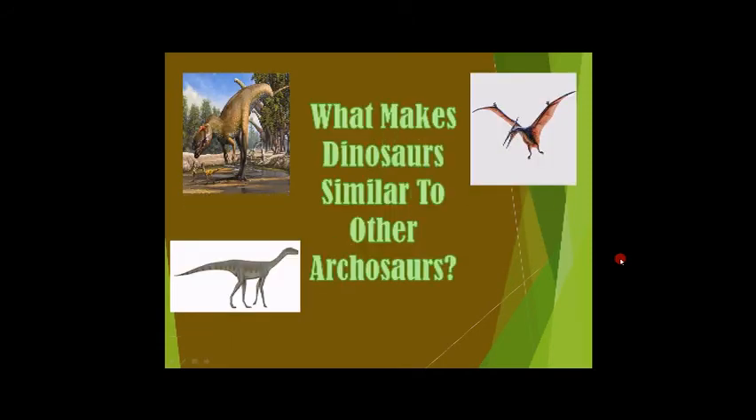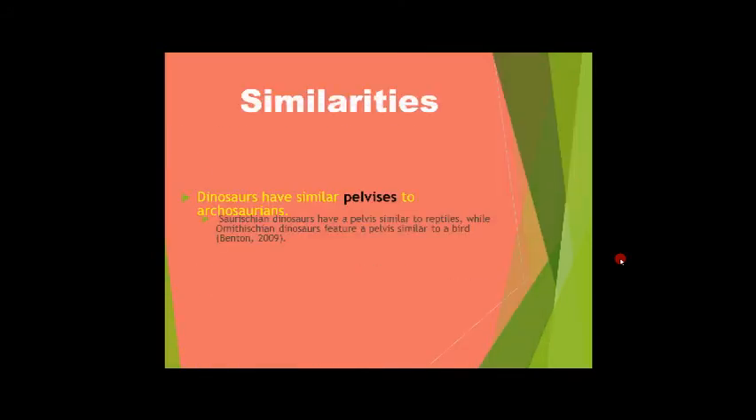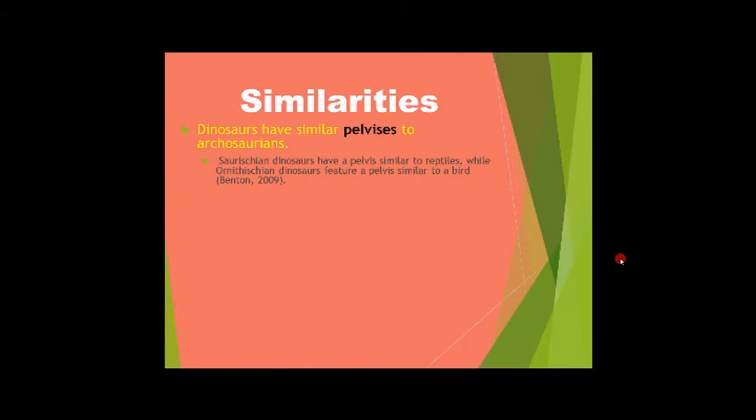So what makes dinosaurs similar to other archosaurs? Dinosaurs have similar pelvises to archosaurs. Saurischian dinosaurs have a pelvis similar to reptiles, while ornithischian dinosaurs feature a pelvis similar to a bird.